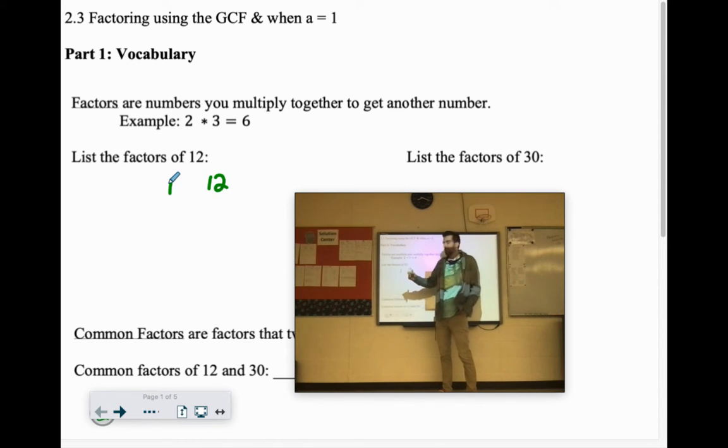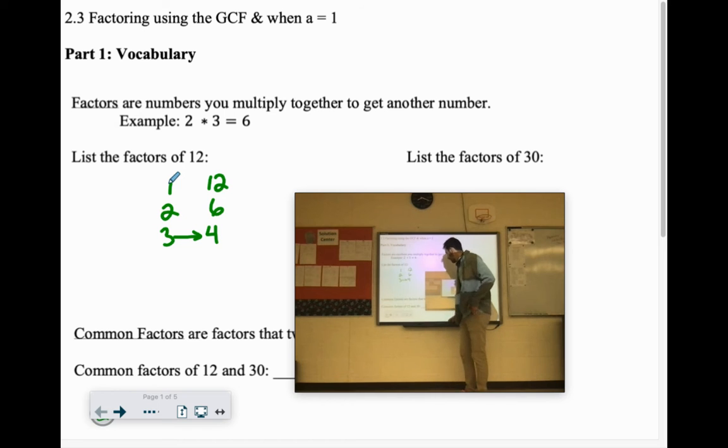Does 2 go into 12? Yeah. 2 times 6. Does 3 go into 12? Yeah. 3 times 4. And then the next number would be 4. We already have that accounted for. So once you close the gap between your two factors, then you're done. Right? 3 and 4, because you don't need to repeat 4 times 3, 6 times 2, 12 times 1. We already have the factors there.